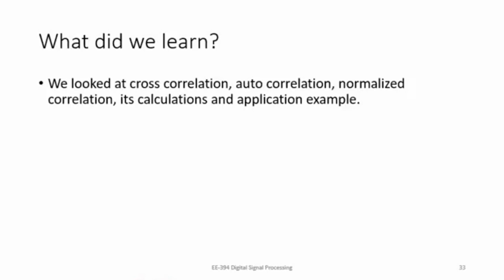So to summarize, we looked at the cross correlation, which is correlation between two signals X and Y, and we saw that if we correlate signal X with Y or Y with X, both provide us the same answer, except that the signals are folded versions of each other. Then we looked at autocorrelation, which is essentially the correlation of a signal with itself. Then we looked at the normalized correlation, which allows us to make sense of the numbers of correlation, which is between -1 and 1.